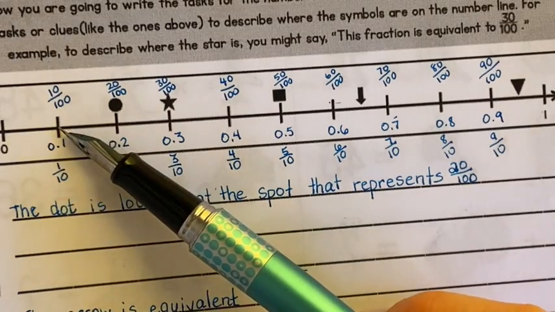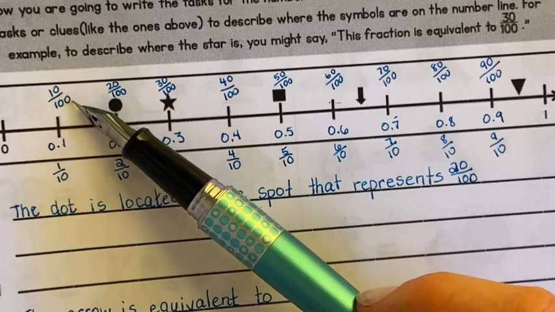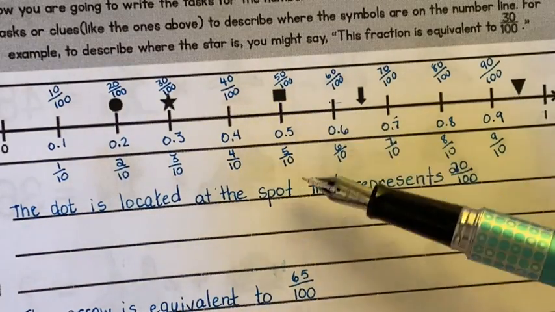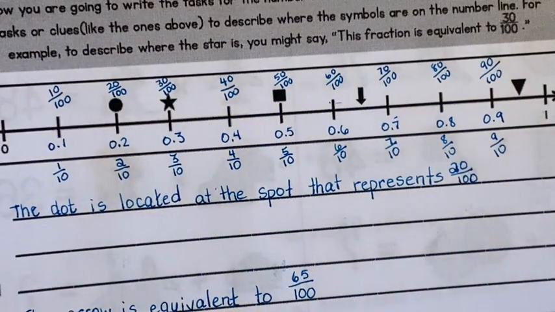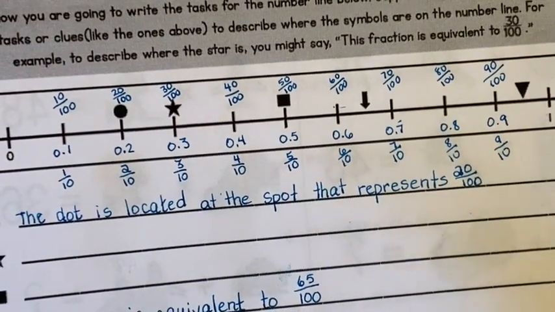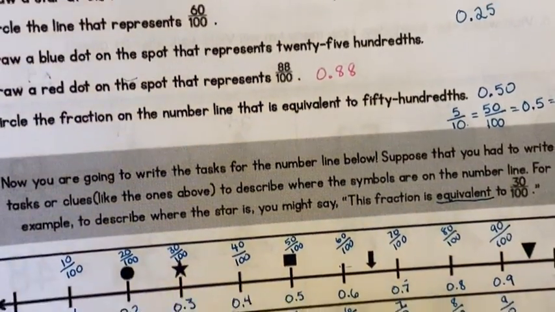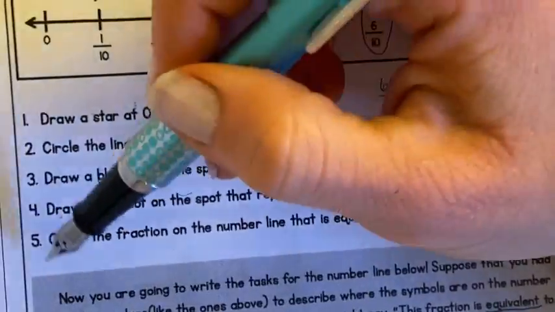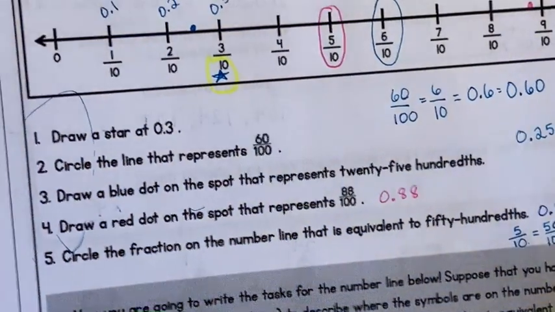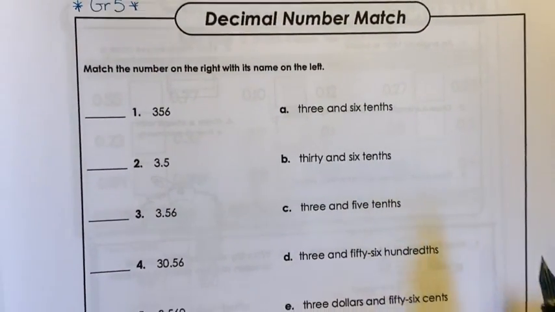So if my spot was here, I could say it is equivalent to 0.1, and then I could find it. It is equivalent to 40 hundredths. The star is equivalent to 3 tenths, okay? However you want to do it, use the math words that are already here for you. Use the examples above to help you. You can do this.